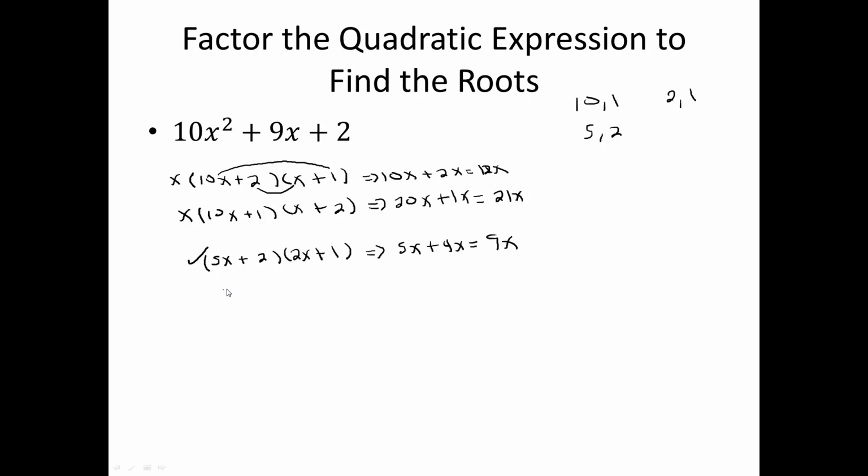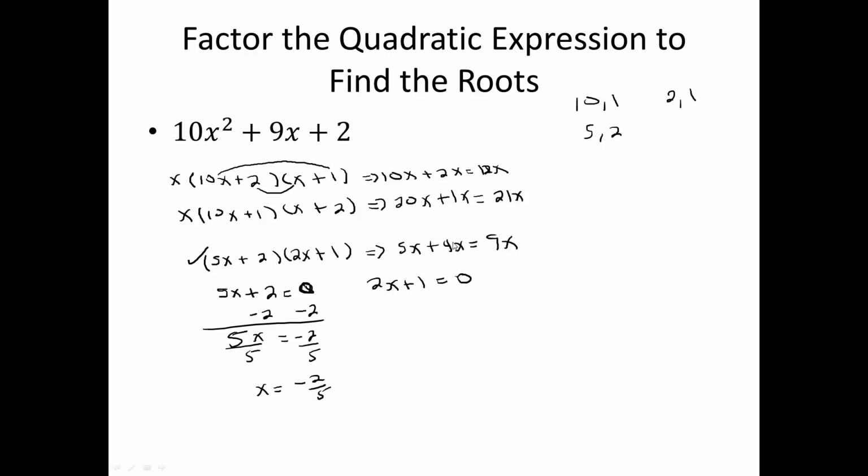So what we have to do to find the roots, since the roots are where our graph would cross the x-axis, then we have to set each one of these factors equal to 0, and we solve each one of them, and that's how we find our roots. We take each factor, 5x plus 2 and 2x plus 1, set them equal to 0, and solve the equations. So one of my roots would be -2/5.